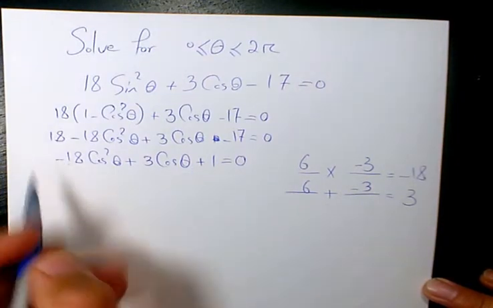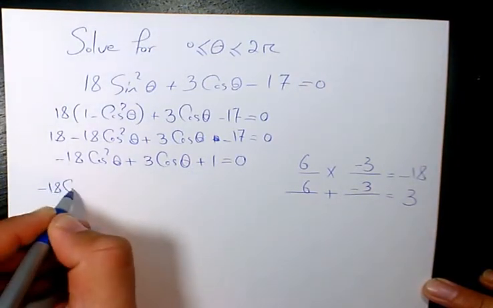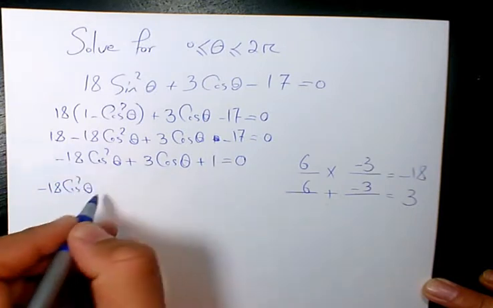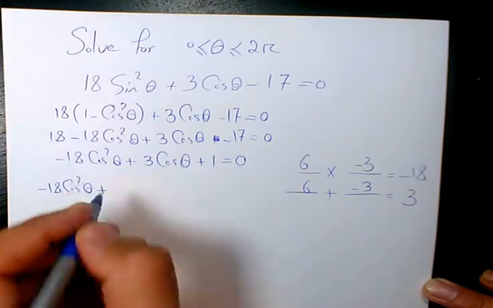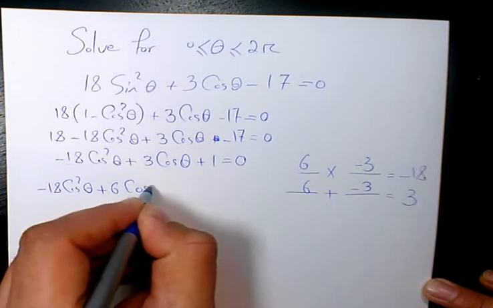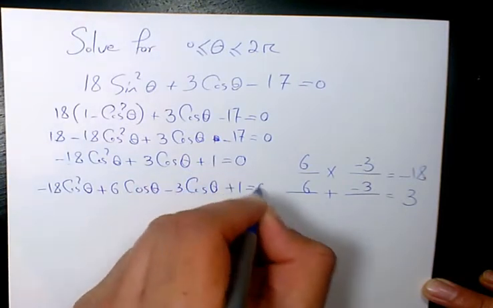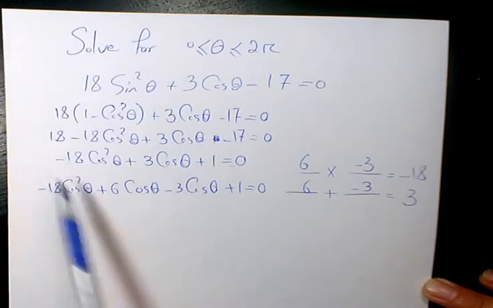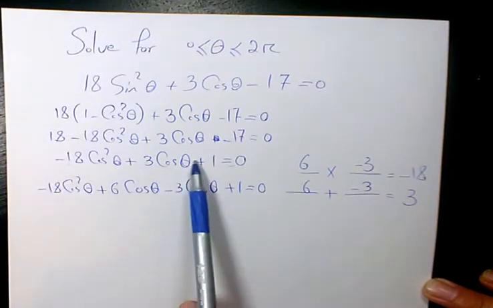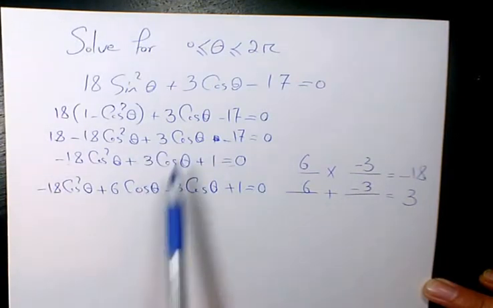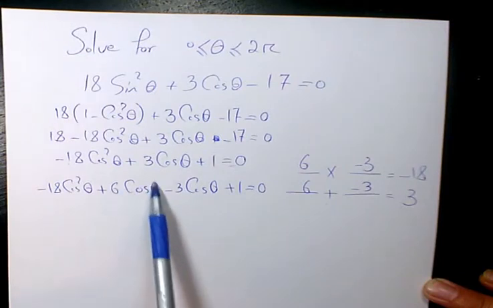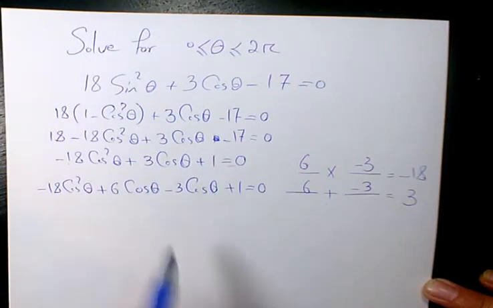So I rearrange it. It's going to be negative 18 cosine squared theta. Here, instead of 3 cosine theta, I will write 6 cosine theta minus 3 cosine theta, and plus 1 is plus 1. So instead of a trinomial, I have 4 terms here.